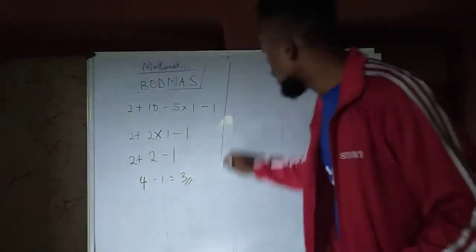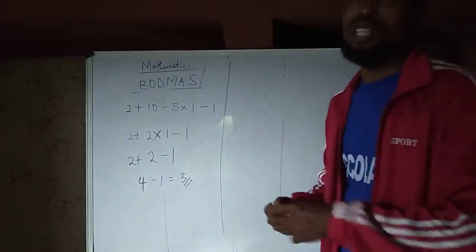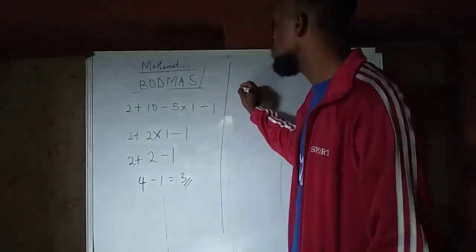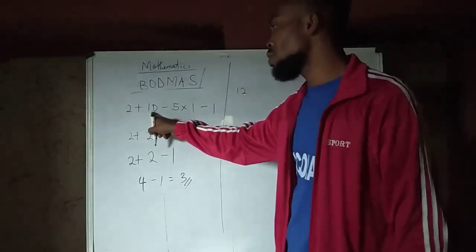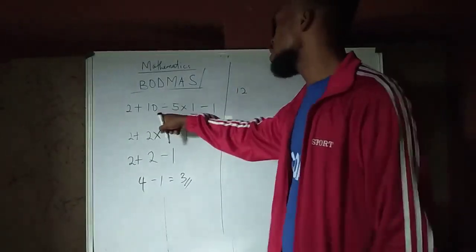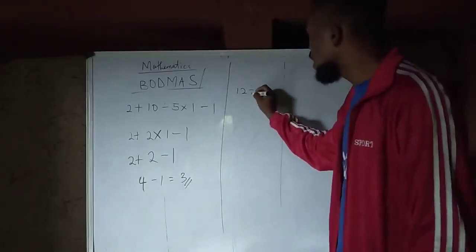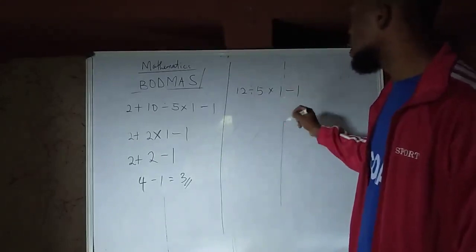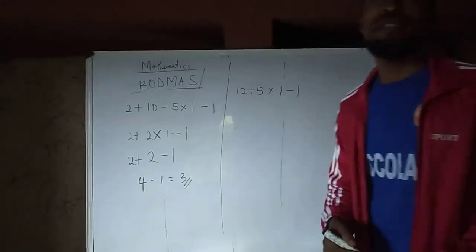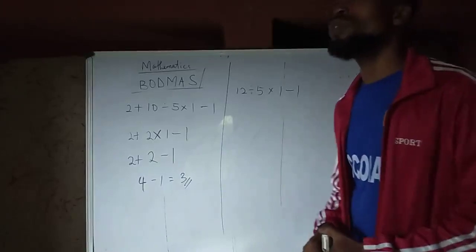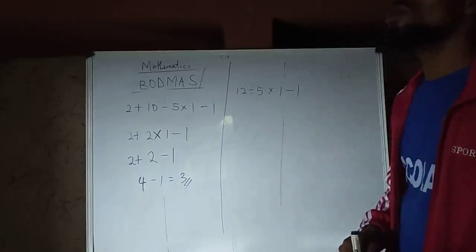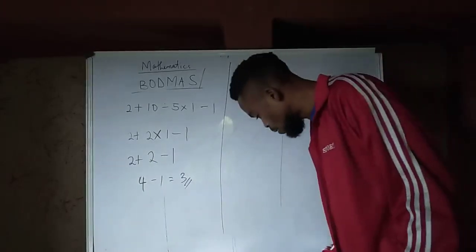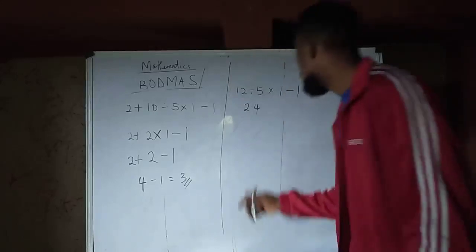Okay, now let's say you want to do it the way you feel like doing it. You're going to get 2 plus 10, which will give you 12. Somebody will think you just start right away, 2 plus 10, you get 12. Then 12 divided by 5 times 1 minus 1. So let's say you're doing 12 divided by 5. 12 divided by 5 should give you 2.4. I hope I'm correct. 12 divided by 5 will give me 2.4, correct?